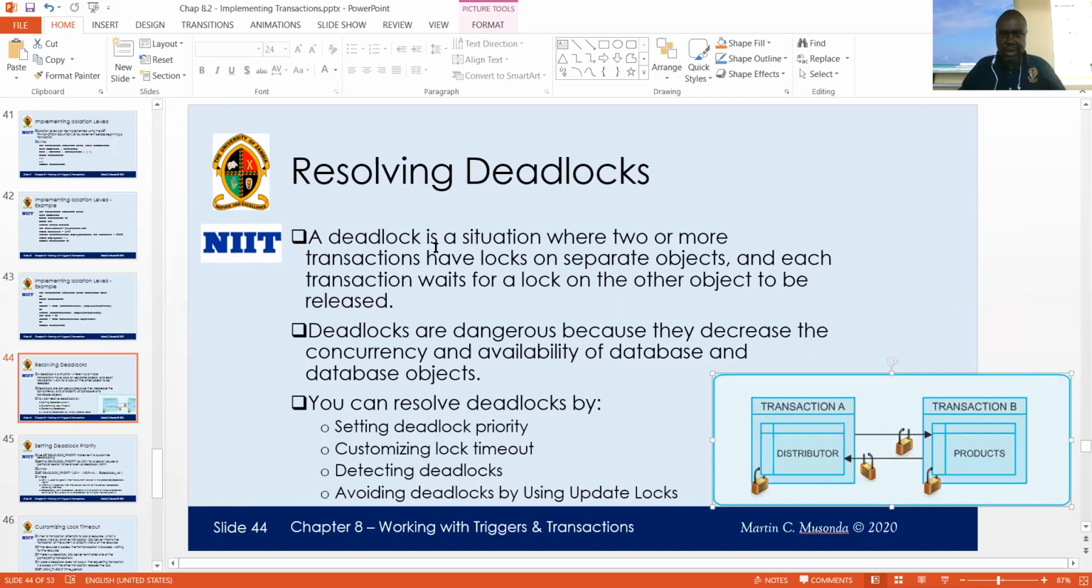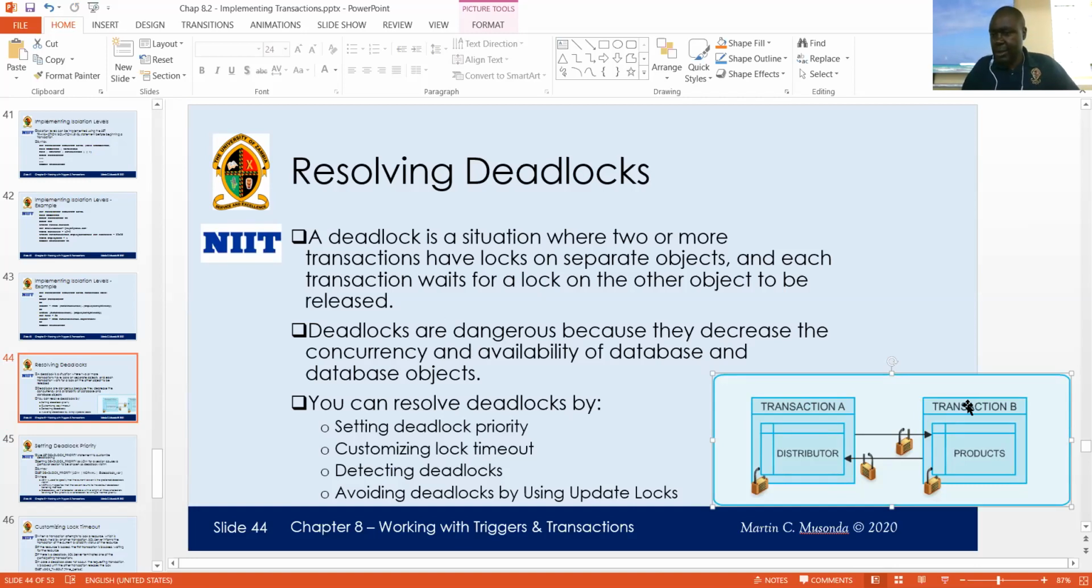So a deadlock is a situation where two or more transactions have locks on separate objects, and each transaction waits for a lock on the other object to be released. Deadlocks are dangerous because they decrease the concurrency, that is, the number of transactions that can be executed concurrently at the same time, and also the availability of the database and database objects.